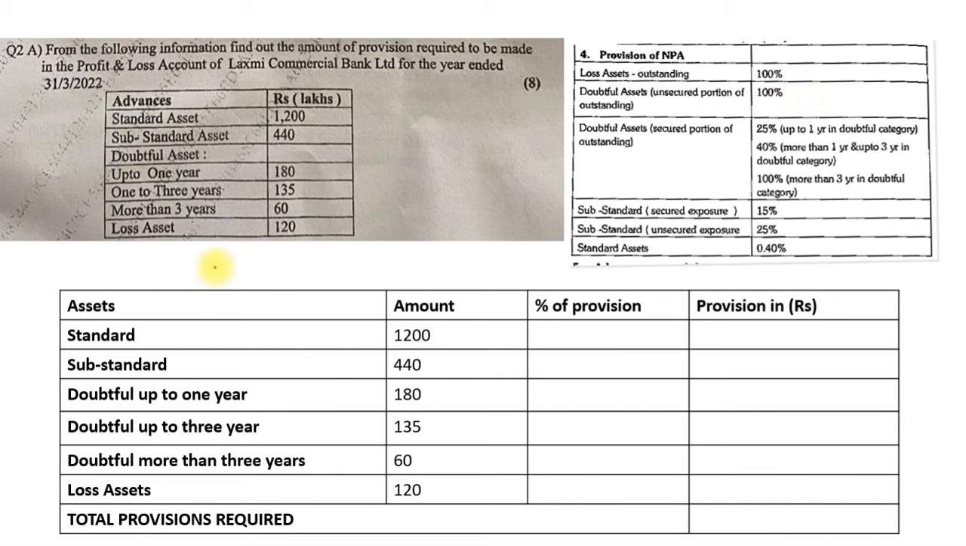Now very simple. First is standard asset. Standard asset's rate is given as 0.4%. So I noted down here 0.4 or 0.40%. Very simple. Now the amount is 1200 into 0.40%. You just have to multiply by the percentage. So 1200 into 0.40% will give you the answer as 4.8.